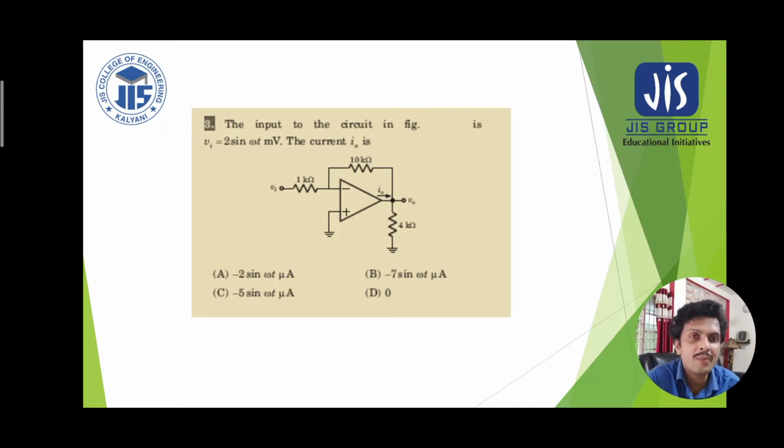So Vi is already given. As V0 by Vi is minus 10, V0 is equal to minus 10 into Vi, and that is minus 10 into 2, that means minus 20 sin omega t. So V0 is equal to minus 20 sin omega t. Now, as we got this V0, still the problem has not been solved, because at the output terminal we can write a KCL of three current components. One is flowing through 10k, one is flowing through 4k, another is flowing through the op amp output terminal, I0.